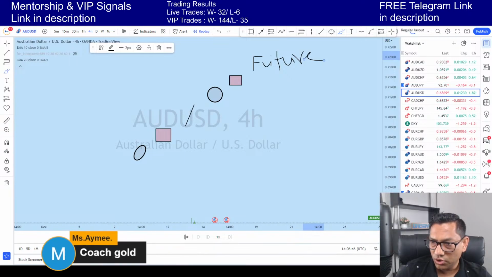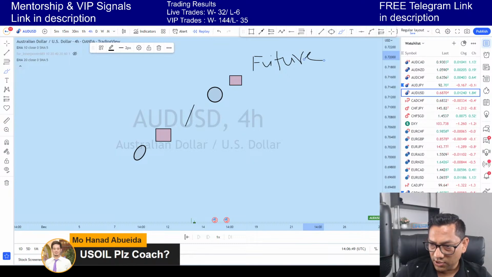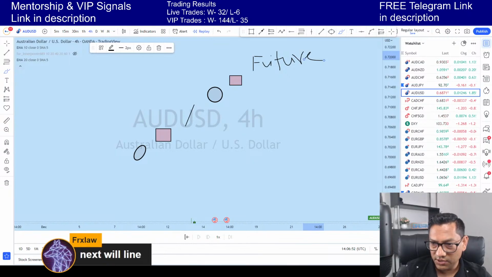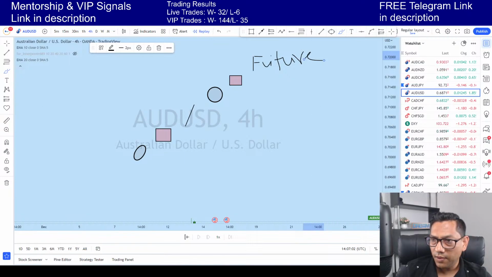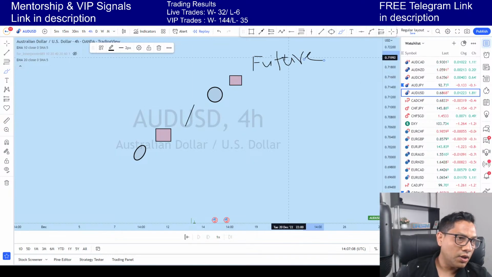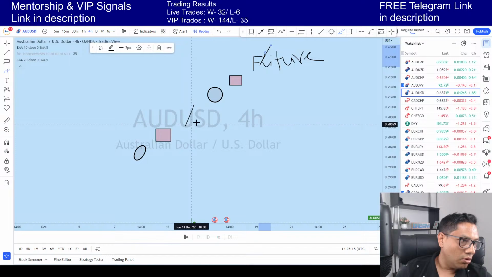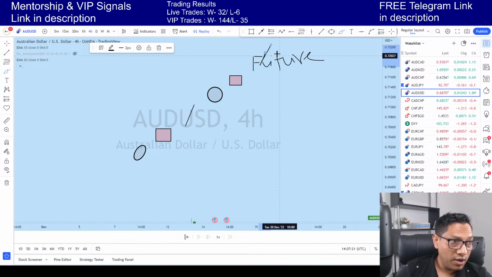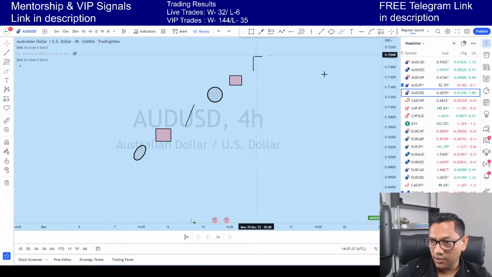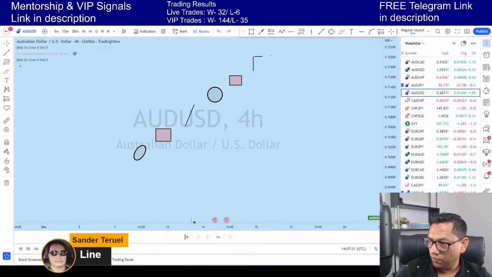Thank you, Coach Gold. Yeah, next to it is a line. Amazing, absolutely amazing. As you can see, everyone knows it exactly. The next one is basically a line, right? Without knowing, you know that there will be a line, and that's the future, that's the pattern. Absolutely amazing. Thank you very much. Good job.